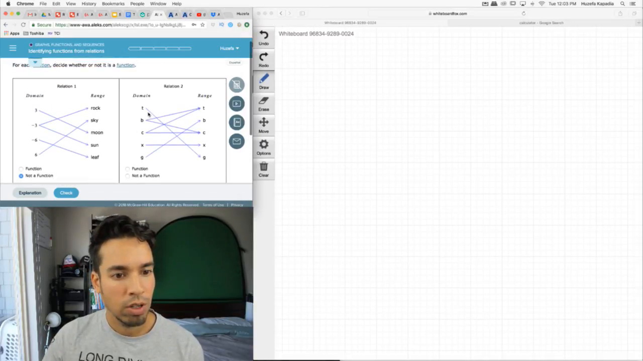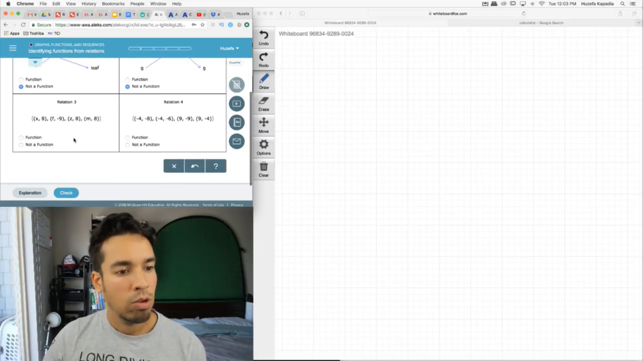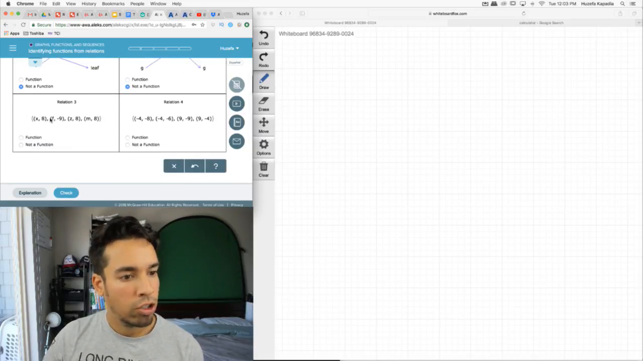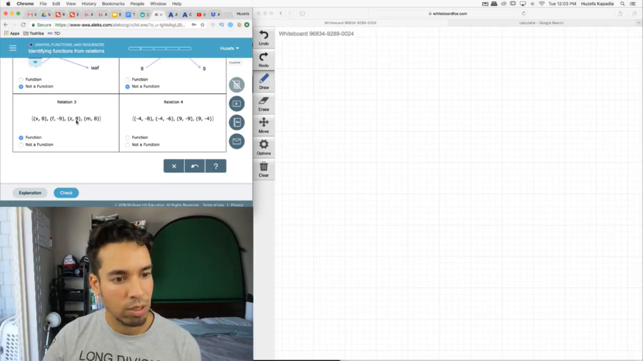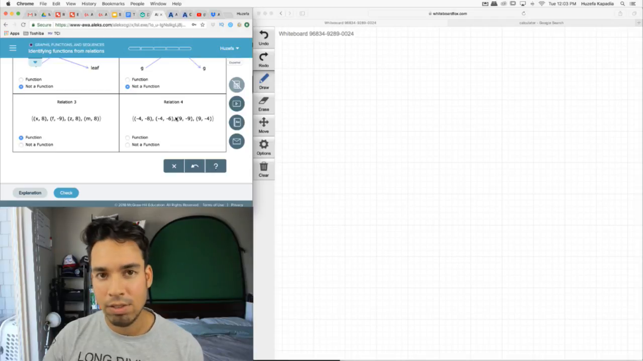Now let's look at relation 2. Right here, boom. I got a b that's cheating. It's associated with a t and a c. That's no good. That c is also cheating. This is not a function. What about here? I see all unique x values, so I can already tell there's no x values cheating, so that is a function, right? If I saw another f associated with an 8, it would not be a function. I see an 8 associated with z and m, but the y's are allowed to cheat. That's fine. Boom, this one's cheating. -4 is linked up with a -8 and a -6. The x's are cheating, so it's not a function.